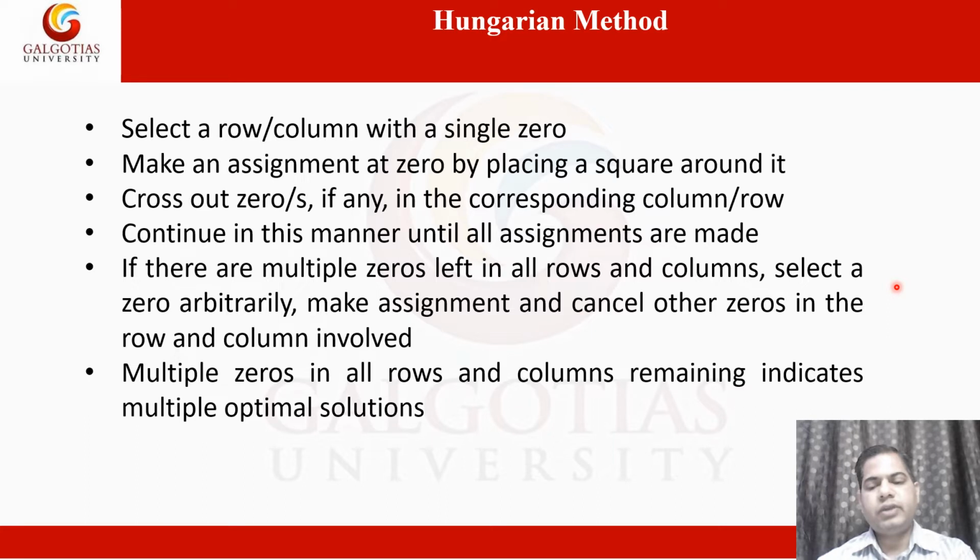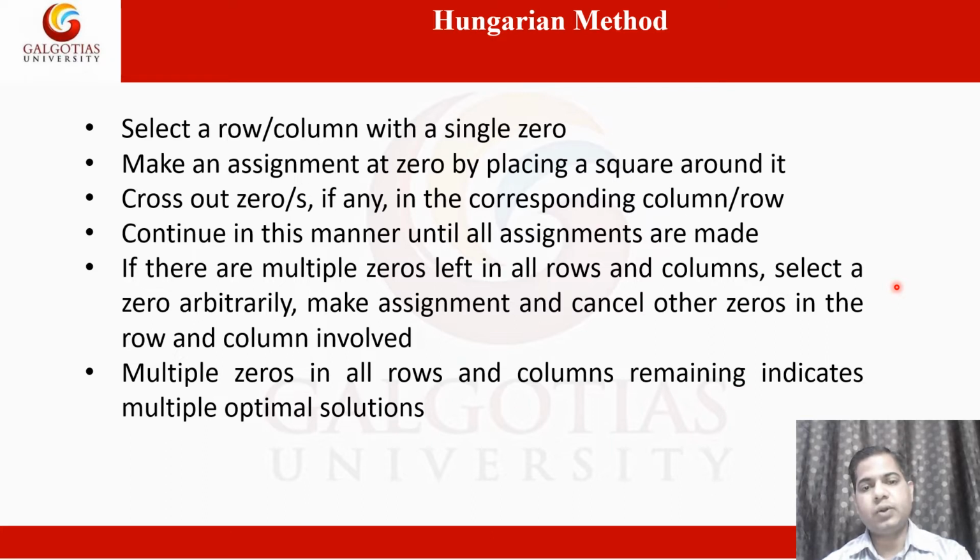We will start with the row that has a single zero, and we will give the first assignment to it. The criterion for giving an assignment is the single zero, and we put a square on this zero. When we put a square on this zero, the corresponding zeros in that particular column, if we are giving the assignment in the row, should be crossed out. That means they should be cancelled out. It means that this particular job or this particular machine cannot be assigned to any other. So we cross out the zeros, if any, in the corresponding row or column.